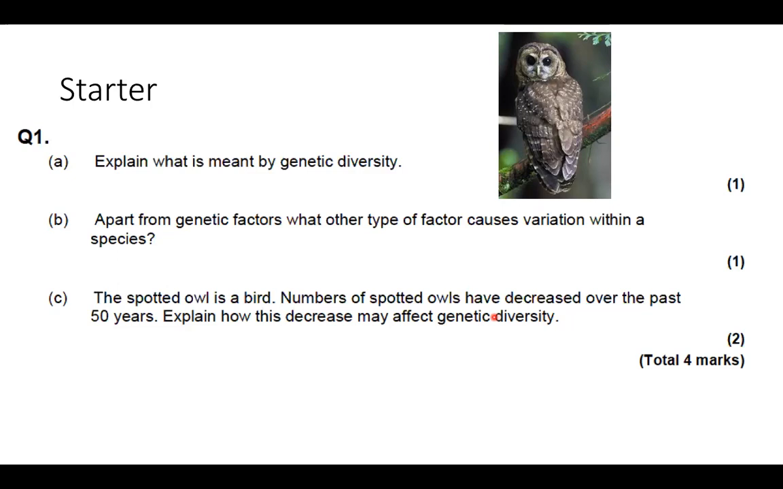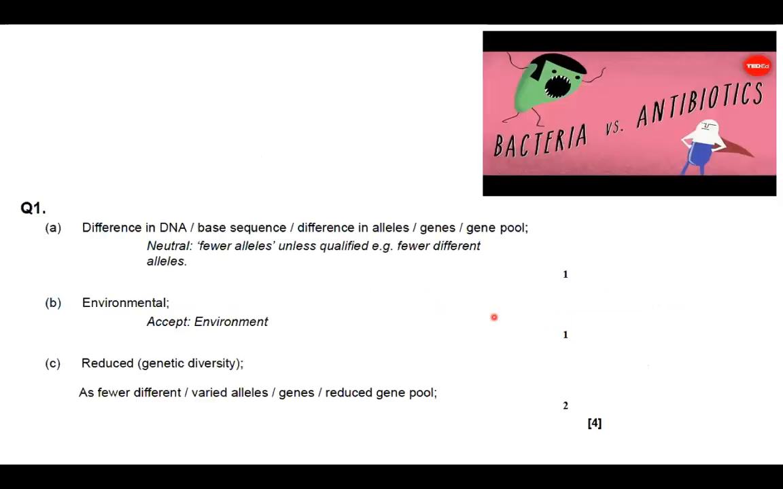Okay, let's have a look at the answers. So what is meant by genetic diversity? The mark scheme says difference in DNA or base sequence, differences in alleles, genes, or gene pool. What I would like you to be saying is genetic diversity is the difference in alleles in a population. So please include that word population. Difference in alleles in a population.